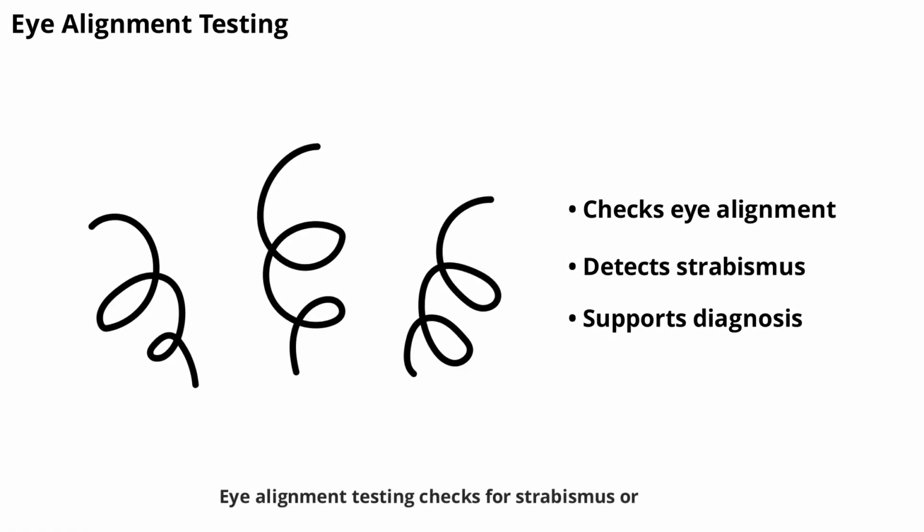Eye alignment testing checks for strabismus or other alignment issues that may affect vision. Cataracts can sometimes cause or worsen alignment problems. The test involves observing eye position and movement, ensuring both eyes are properly aligned. Eye alignment testing supports accurate diagnosis and safe vision correction.